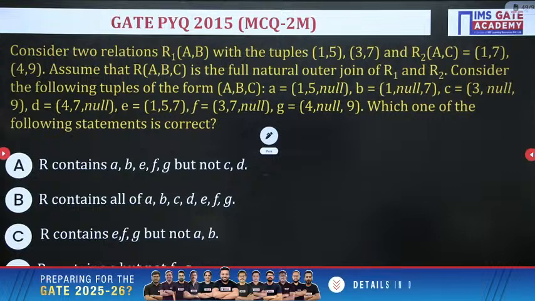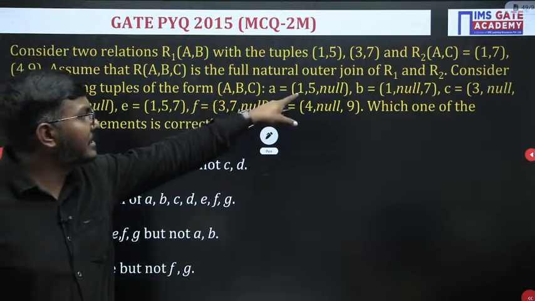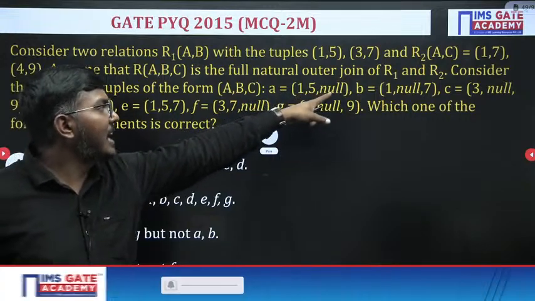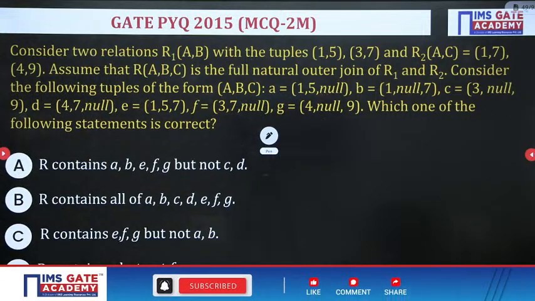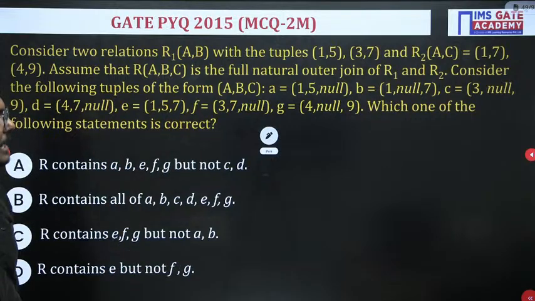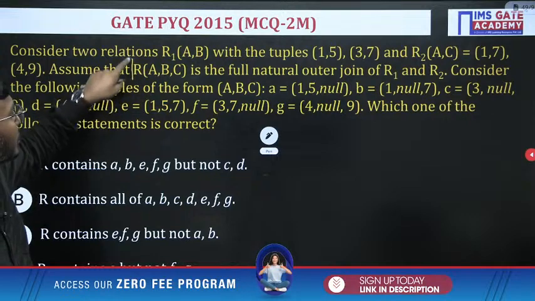Fine, done. Now consider the following tuples of the form ABC. Here in the form ABC, the first represents the A value, the second represents the B value, and the last represents the C value. Okay. Now we are given some tuples: (A, B, C), (D, a, B), (C, D, E), (F, G), and asking which of the following is correct. Try. First find the result set of this full outer join.